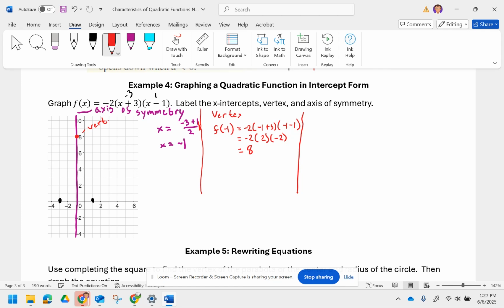I'm going to make sure to label it just like they asked. So we got the vertex, axis of symmetry, and the x-intercepts. So I've labeled those, and because I've got all of that, I can now draw my graph. All right, nice and easy when you've got the factors.